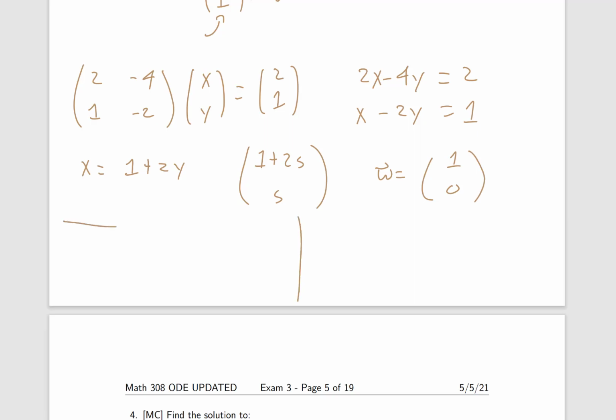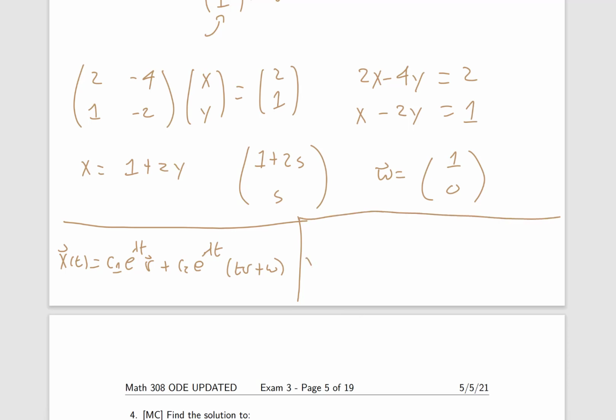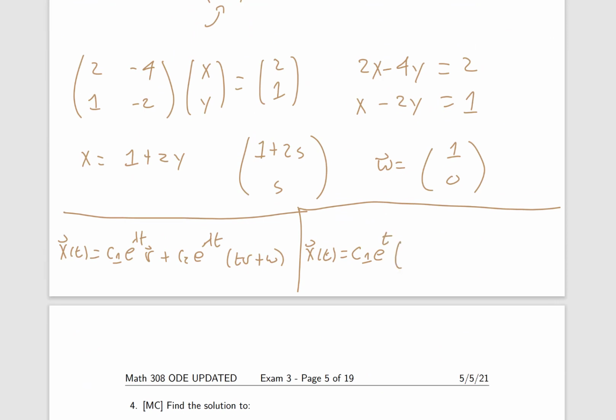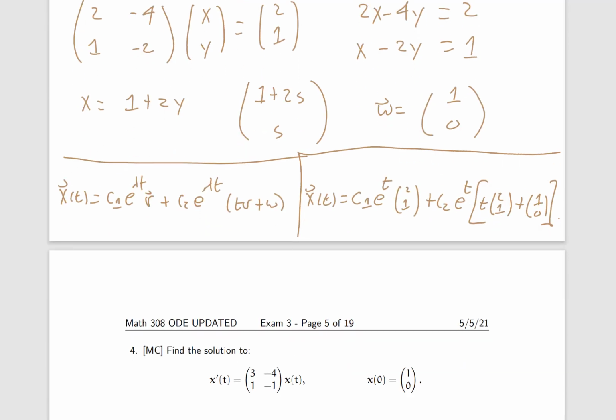In the case where you have a repeated eigenvalue and only one linearly independent eigenvector, the general formula is x of t is equal to c1 e to the lambda t v plus c2 e to the lambda t times (t v plus w). That's the general solution for arbitrary v, w, and lambda. For our particular problem, lambda is equal to 1, so the general solution is c1 e to the t times v1, which is 2, 1, plus c2 e to the t times (t v1 plus w), where w is 1, 0. And that is it for this problem.